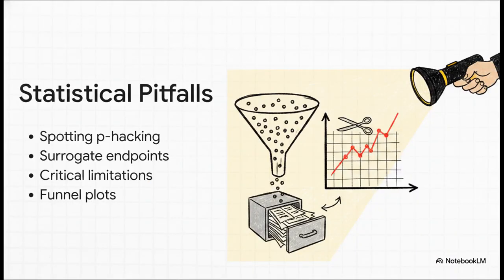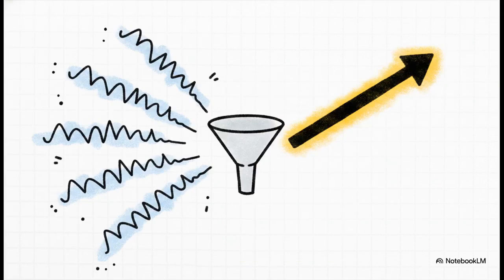Consider this explainer a threat hunting guide for bad stats. You learn how to actively spot p-hacking, understand exactly why surrogate endpoints can be dangerously misleading, and critically read those limitations sections. We even get into funnel plots to spot publication bias. You know, that frustrating phenomenon where negative trials just mysteriously disappear into a drawer and never see the light of day. But it's not all bad news.